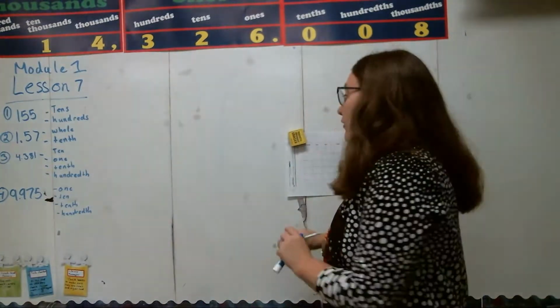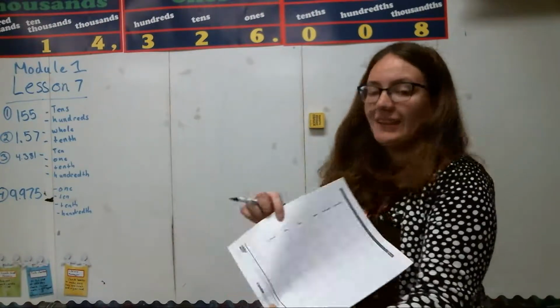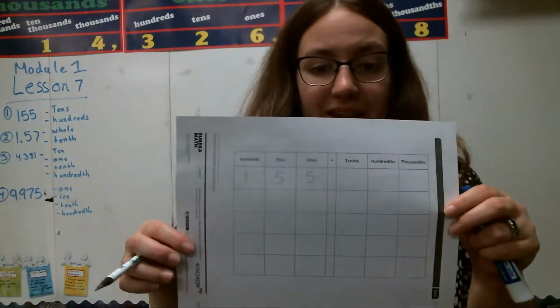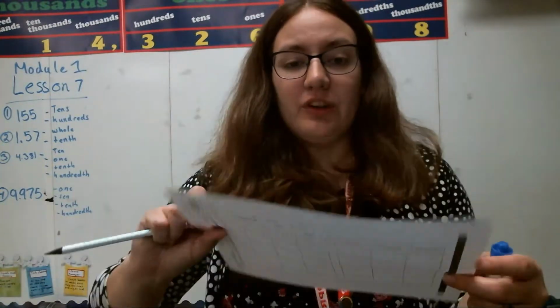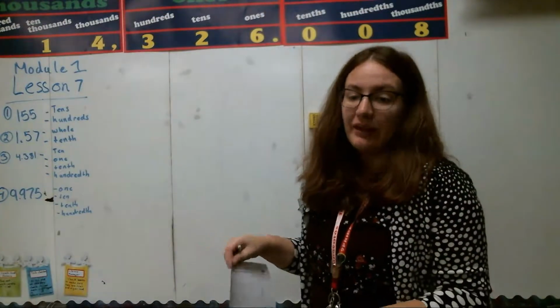place values. For this lesson, you will need this Lesson 7 template, and I should have passed this out already. It looks like this. And this is going to be the only template you will need for today. Don't forget that there is a backside, so you can use that as well.